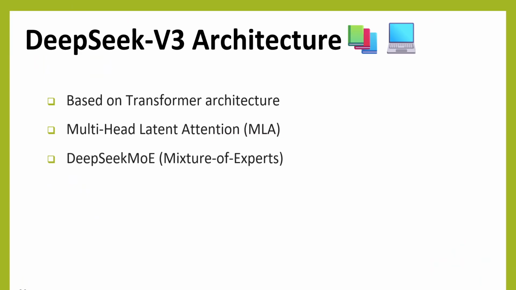Basically, it is a large language model developed by the DeepSeek AI team. It is a significant improvement over its predecessor DeepSeek-V2 and has achieved state-of-the-art performance on various benchmarks. DeepSeek-V3 is based on transformer architecture, which is a type of neural network designed for natural language processing tasks. Here, the model consists of multiple layers, each comprising two main components: multi-head latent attention and DeepSeek MoE, which is a type of mixture of experts.